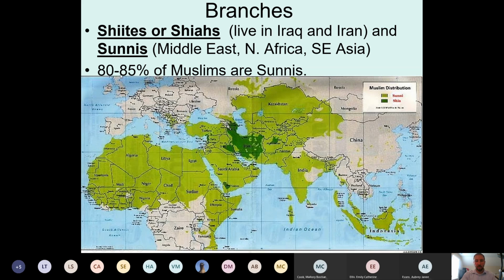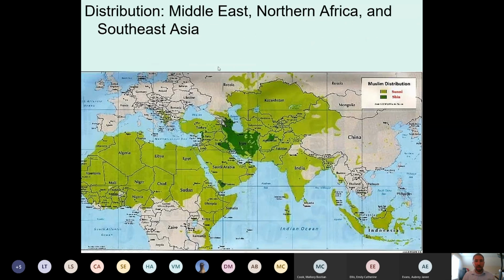The Sunnis are much more dominant in population. In fact, 80 to 85% of Muslims today are Sunni Muslims. So you got the distribution there. And then if you want it in writing, as you're copying these notes, you want to look at this map, but if you don't print it, you got the Middle East along with Northern Africa and parts of Southeast Asia, right?